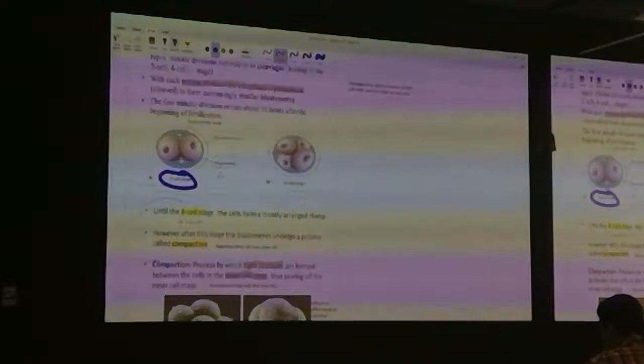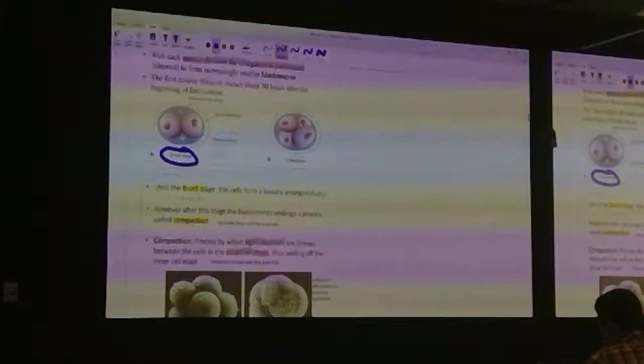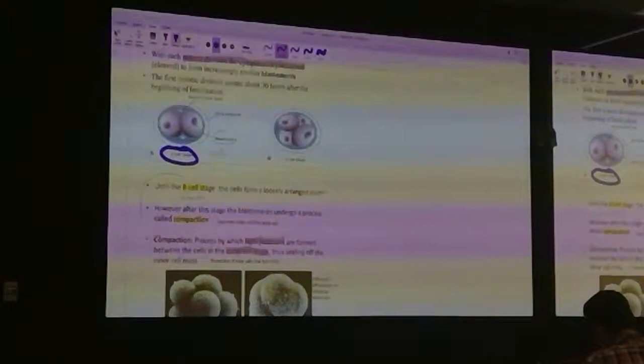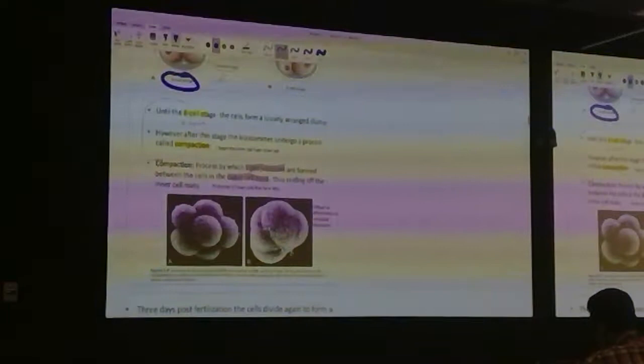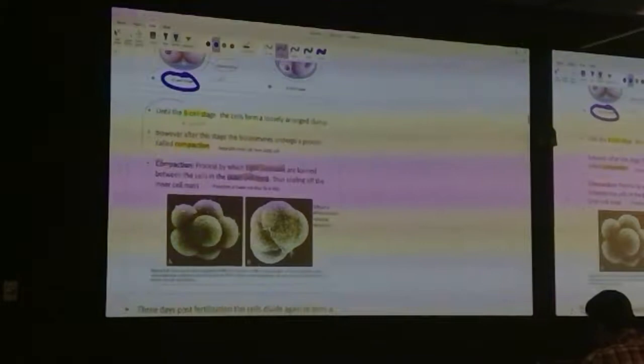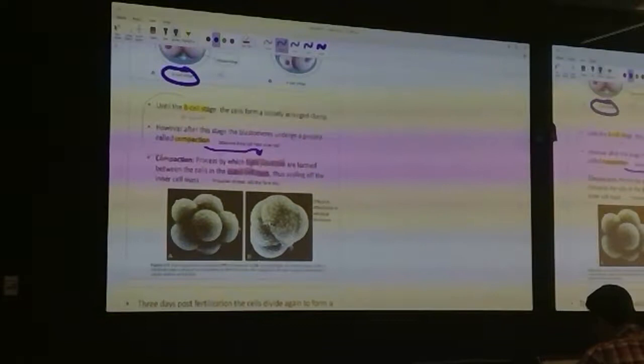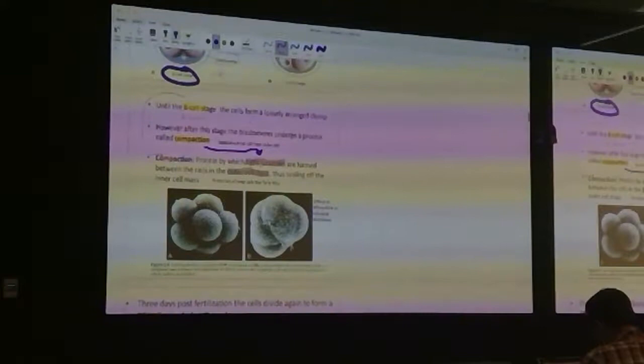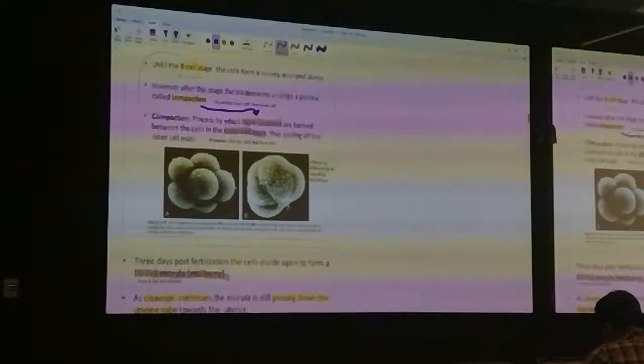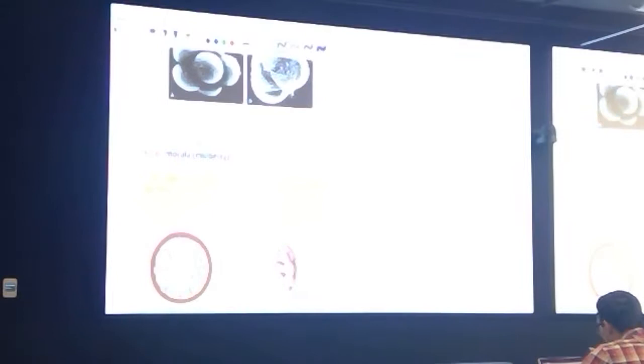Okay, so you need to know the names of the zygote and the cell stages. So, let's see. I believe from cell stage 1 to 8, it's called compaction. Yeah, one cell to eight cell stage is compaction, and compaction is caused by the tight junctions. So the cells individually just get smaller, or the cytoplasm of the cells gets smaller. Sixteen cell is the mulberry or morula.